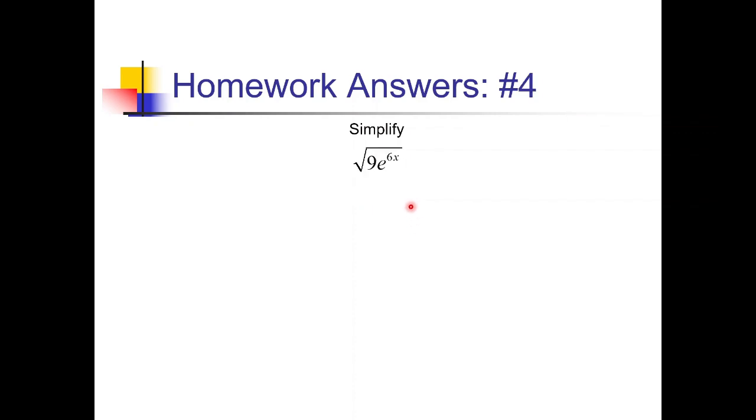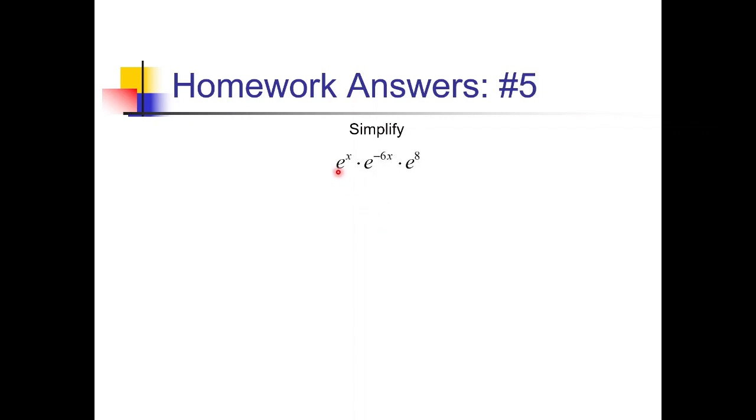For this problem, we have to square root the 9 and the e to the 6x. Square root of 9 is just 3, so nothing fancy there. But now when you square root something with an exponent, you're dividing the exponent by the index, in this case 2. So this is going to be e to the 3x.